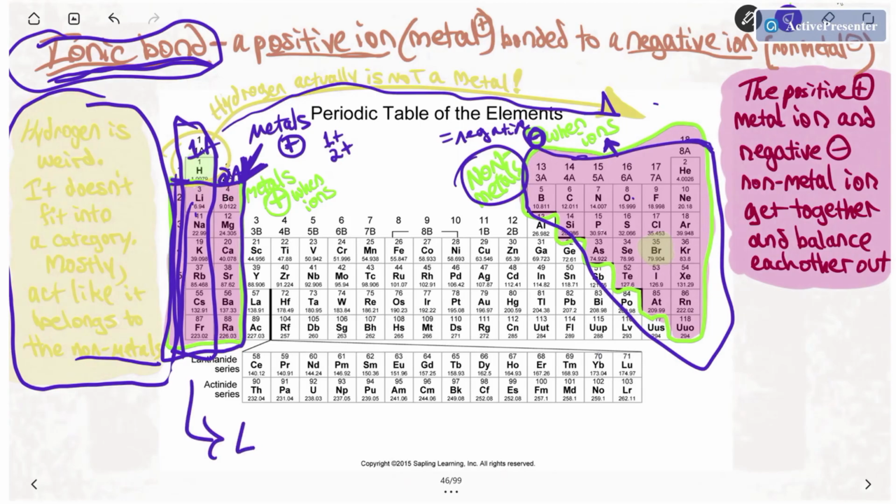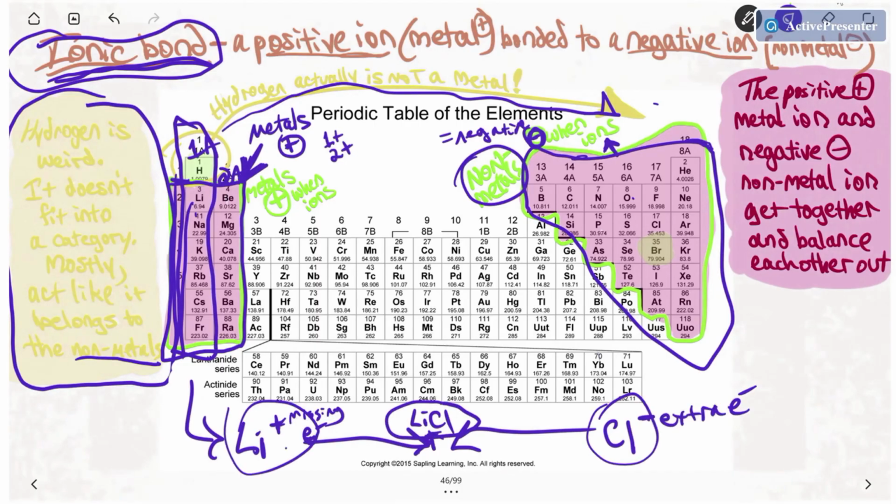Okay, cool. So when something like lithium, with 1 positive charge, is looking for its missing electron, and something over here in the non-metals, like chlorine, has a negative charge because it has too many electrons, these folks can come together and get married. And now you have lithium chloride, which has no charge. Why? Because the elements have balanced themselves out. So that is what an ionic bond is.